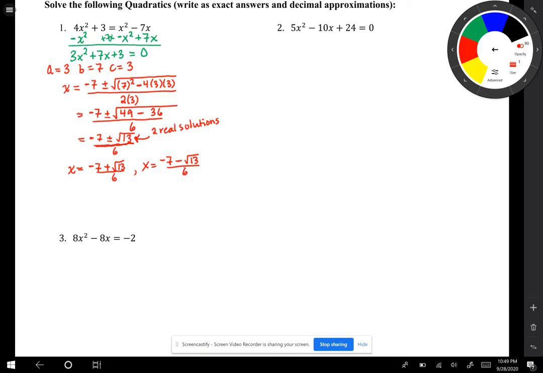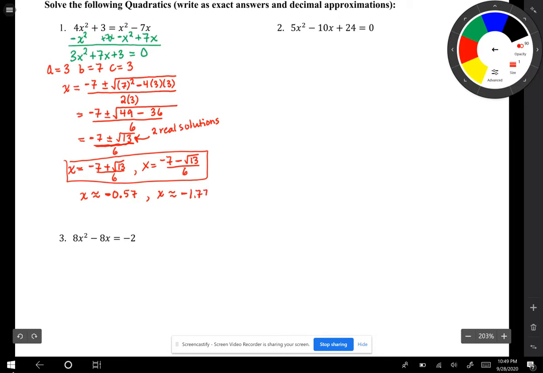Now, if you used a calculator, and I think I asked you on your worksheet to approximate, these are the exact answers. And when I say in the directions, write your answer as a decimal approximation, you want to use a calculator, figure out what the square root of 13 is. Whatever it is, it's going to be close to 4 because the square root of 16 is 4. So it'd be negative 7 plus some 3 point something divided by 6. So this will give us about negative 0.57. And the other one will give us about negative 1.77.